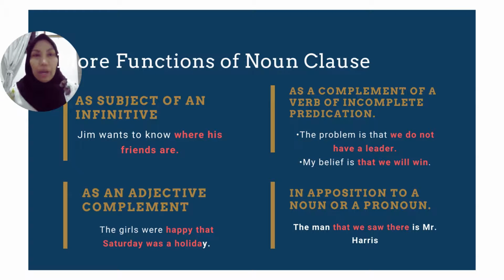And then noun clause also functions as an adjective complement. For example, the girls were happy that Saturday was a holiday. The next one, noun clause functions as a complement of a verb of incomplete predication. For example, the problem is that we do not have a leader. And the last one is as an apposition to a noun or a pronoun. For example, in the sentence, the man that we saw there is Mr. Harris.